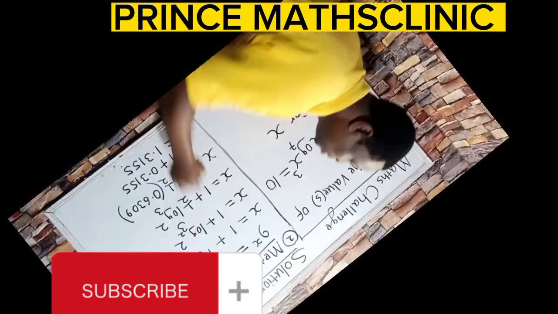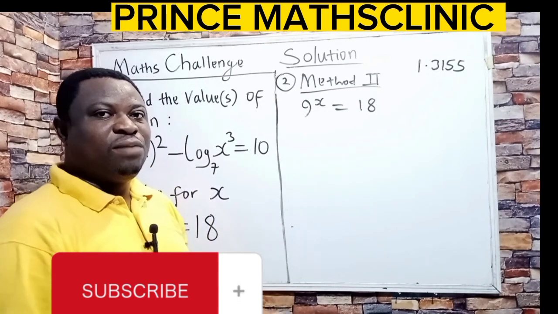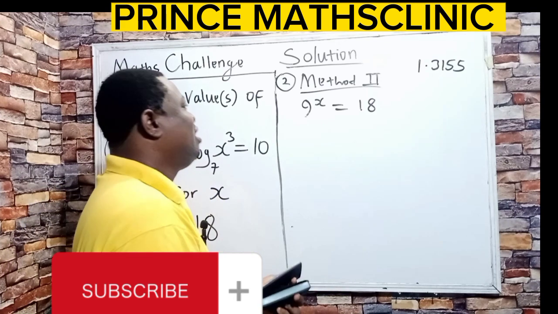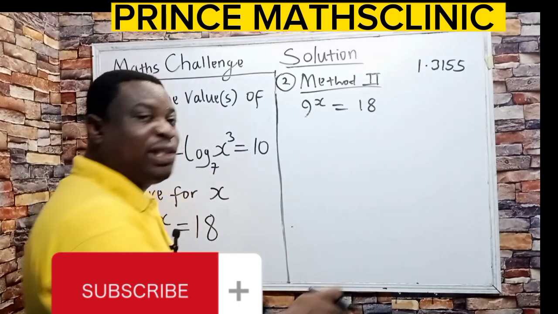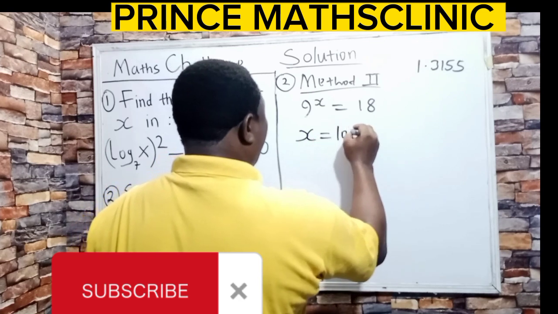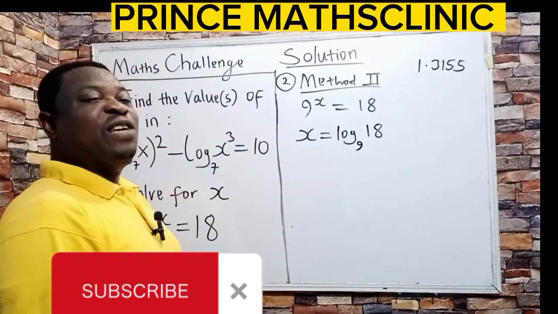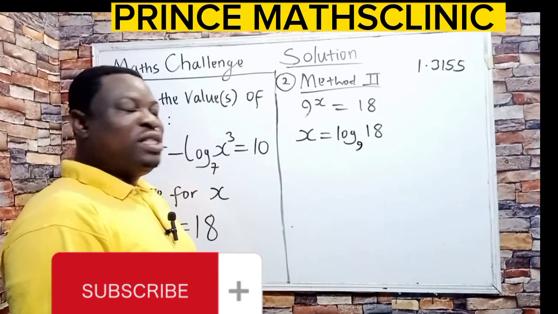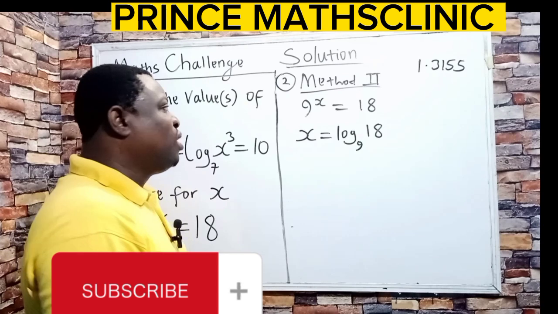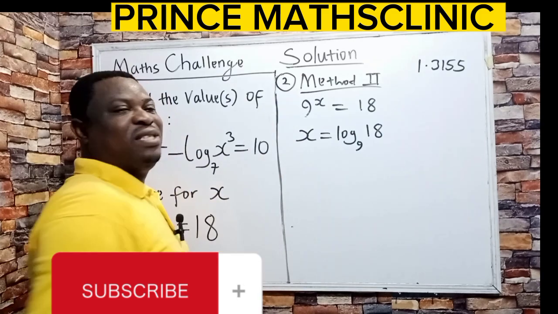Let's look at the second method. In the second method, I'll be using the principle from the definition of logarithm that says that logarithm is a power to which a base can be raised. Therefore, 9 to the power of x transformed into logarithm becomes what? x is equal to log 18 base 9. And if you want to transform it back to indices, you just say 9 to the power of x equals 18. That is why we say logarithm is the power to which a base can be raised.